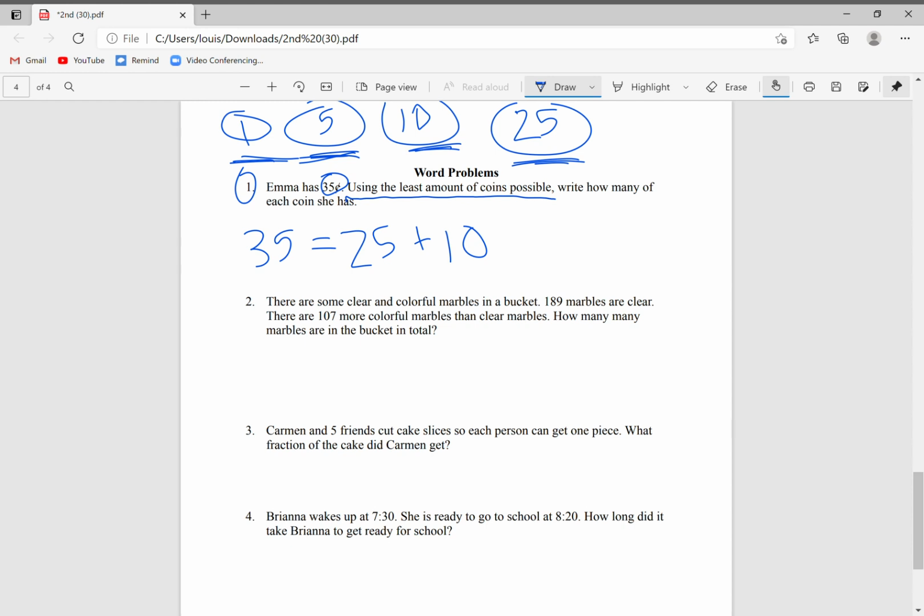You can also do 3 tens and 1 five, or you can even do the opposite way, where you can do 5 fives and 1 ten. But again, it's asking for the least amount of coins possible, and it says to write how many of each coin she has. And we know that because there's 1 quarter and 1 dime, I'll just write Q, and 1 dime. So she will need 1 quarter and 1 dime if she wants to spend 35 cents using the least amount of coins possible.